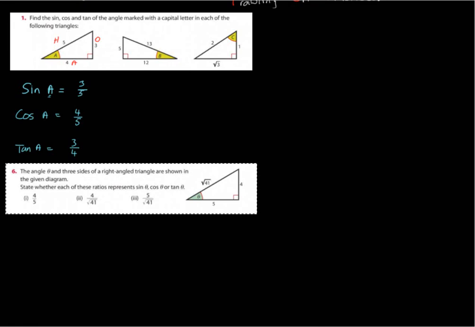Okay, so here we are. This diagram here, the 3 sides, and this angle, this symbol as you can see me draw out here larger, is what we refer to as theta. It is a Greek letter, so theta. That's what that symbol is representing. So the angle theta of the 3 sides of the right angle triangle are shown in the given diagram. State whether each of the following ratios represent sine, cos, or tan of this angle theta.